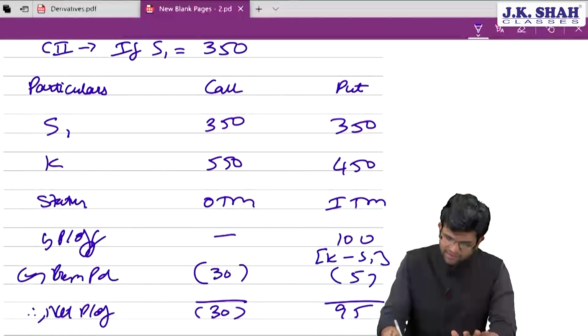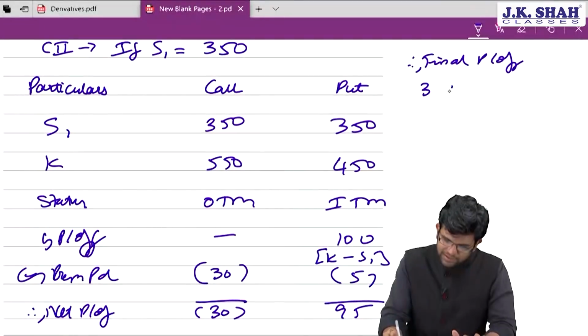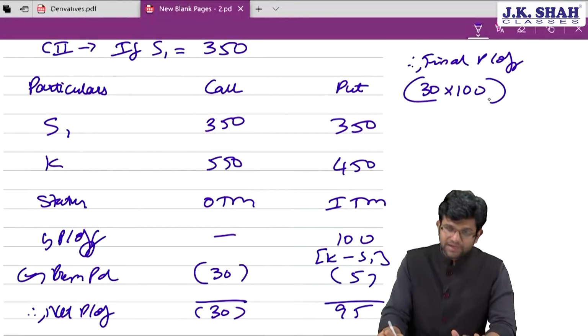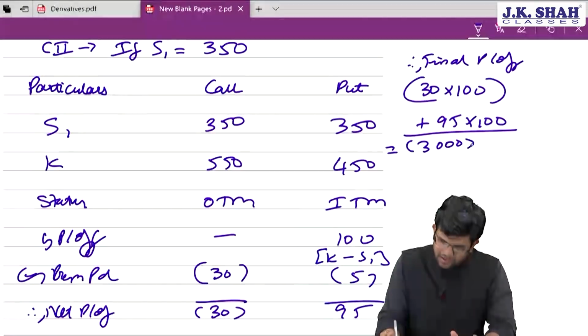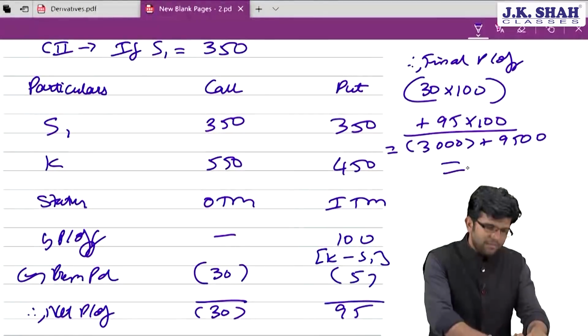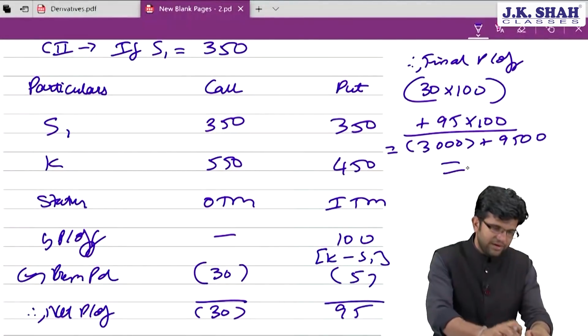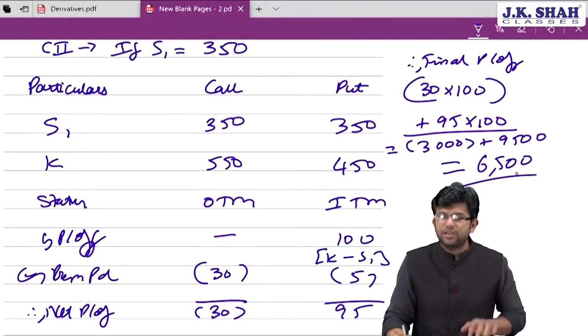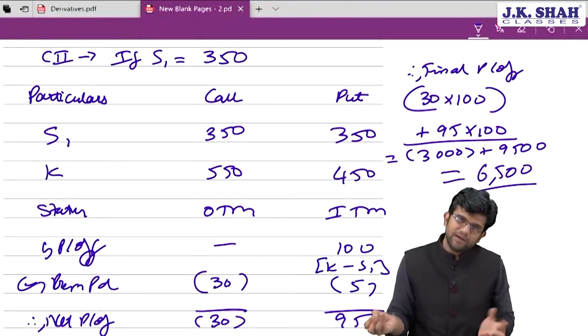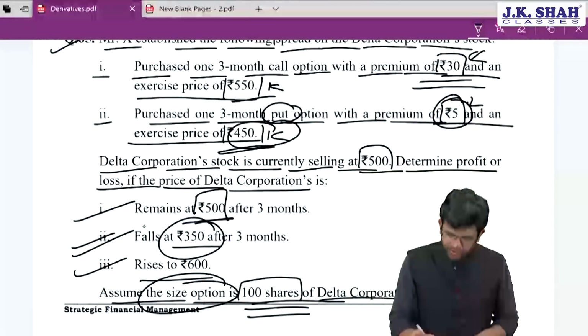Everybody following? Can I say therefore my final payoff will be 30 into 100 shares, correct? That is a loss from the call, plus 95 into 100 shares, that is the gain from the put. So it is negative 3000, correct? Plus 9500. Yes, if we take the total, minus 3000 plus 9500, we get a gain of 6500 from this strategy if the S1 touches 350. Everybody clear? With that, we complete point number 2.